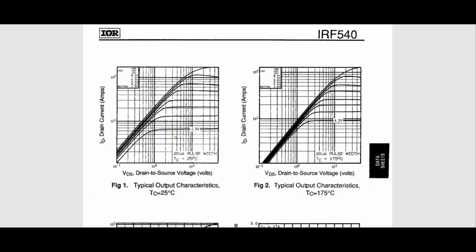Here are some nomograph characteristics. So the drain source voltage VDS versus ID, the drain current. This is basically the drain curves or the output characteristics. You see the family of curves here as VGS, the gate source voltage, is increased. This is at a different temperature. You see that this one is at 25 degrees and this is at 175 degrees centigrade.